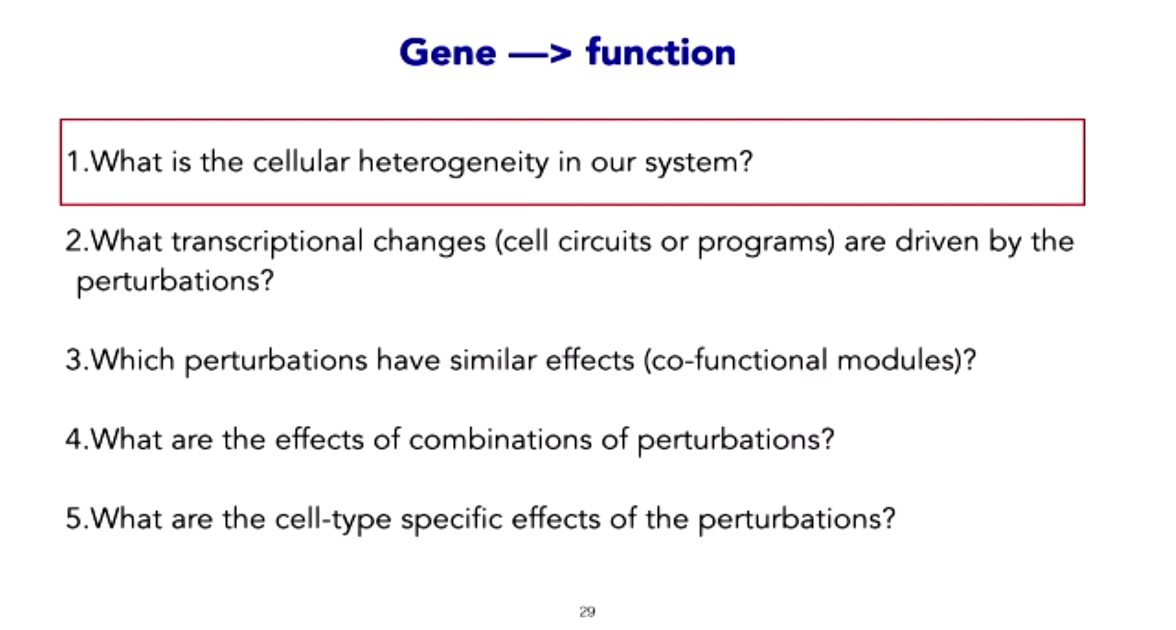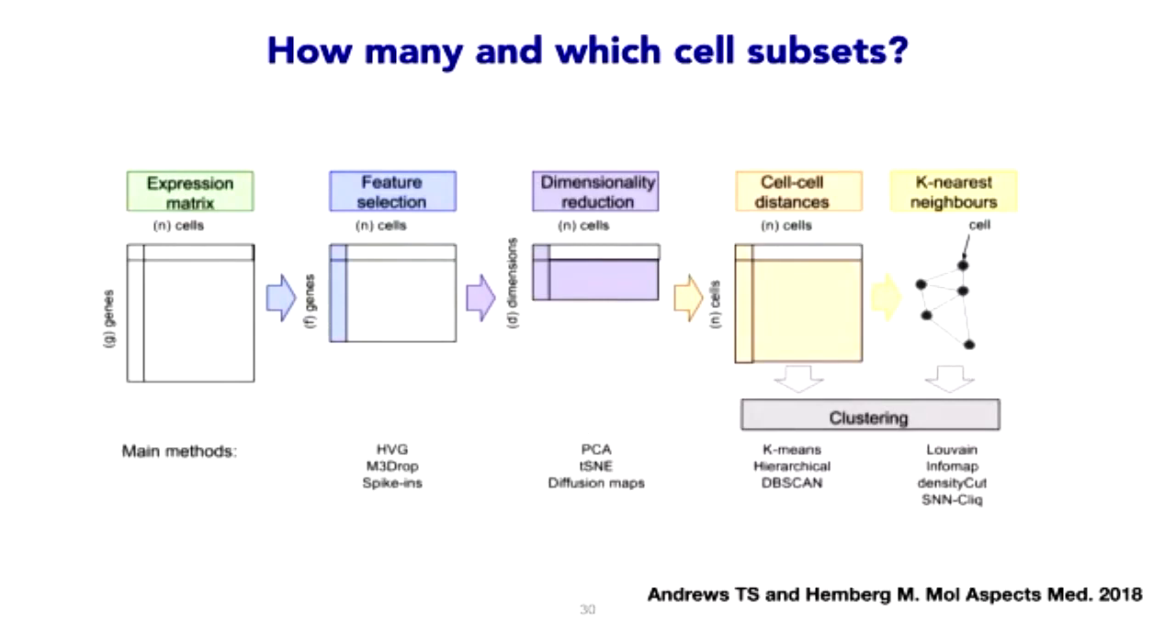So first, what is the cellular heterogeneity in our system? For this, we start with the cell by gene expression matrix. And we can use standard single cell RNA-seq analysis approaches to get cell types or cell states. So one standard approach would be to derive highly variable features or genes from our expression matrix, embed the matrix in a lower dimension, and then perform graph-based clustering to get clusters of cells, which might represent a cell type or a cell state.